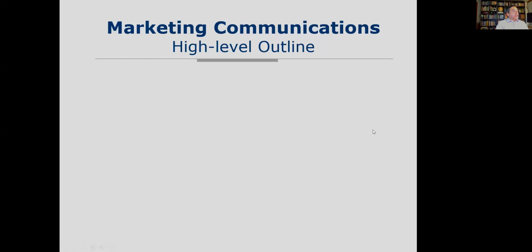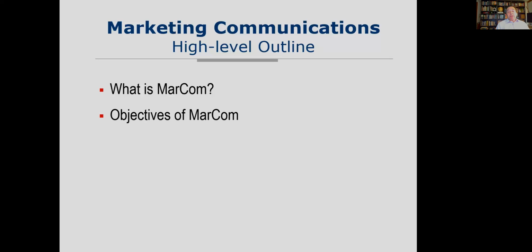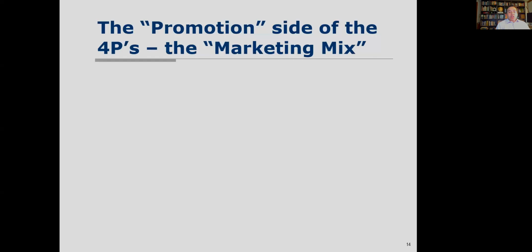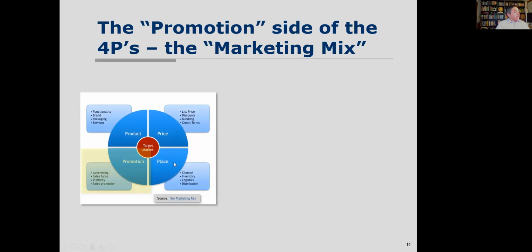Okay, marketing communications. So we will talk about what is marketing communication, sometimes abbreviated to MarCom, the objectives of marketing communications, positioning, and execution. So as I said earlier in the introduction, this lecture, marketing communications, is the promotion side of the four Ps, the marketing mix. So the four Ps are product, price, place, and promotion. And this promotion involves advertising, sales force, publicity, sales promotion, etc. So this is what we'll focus on today.